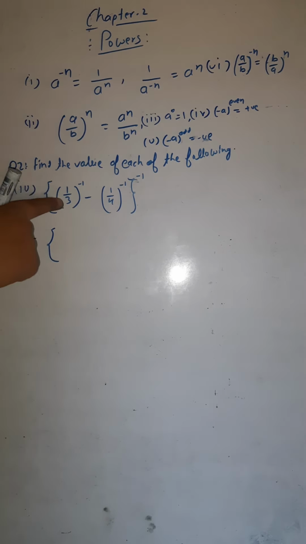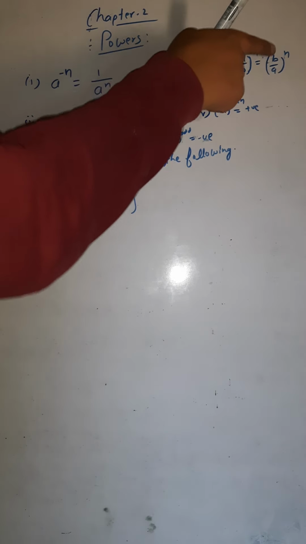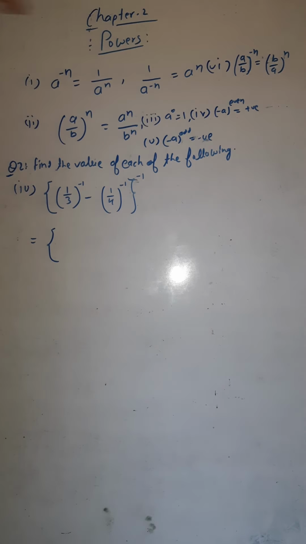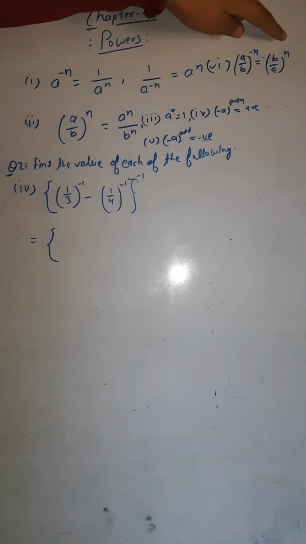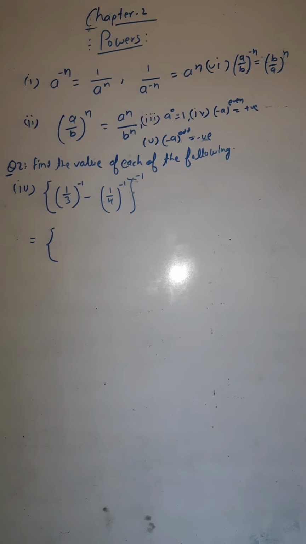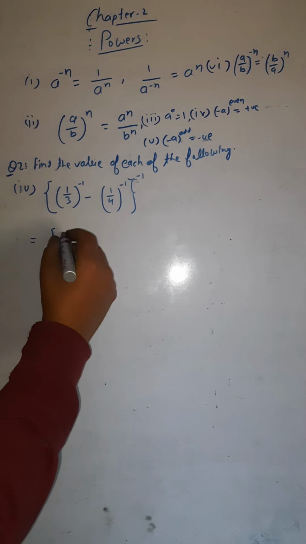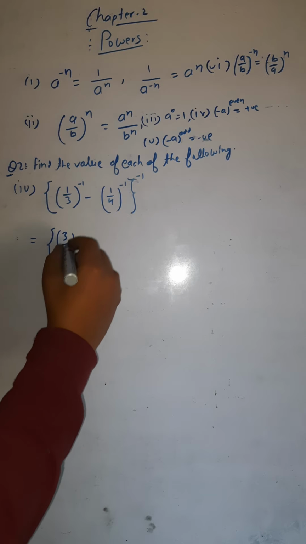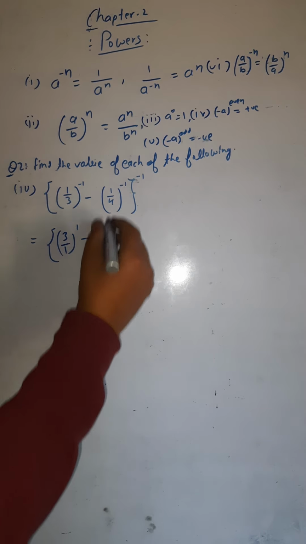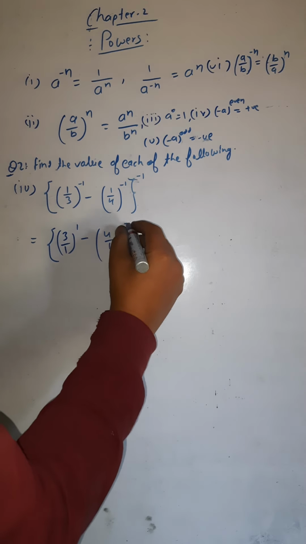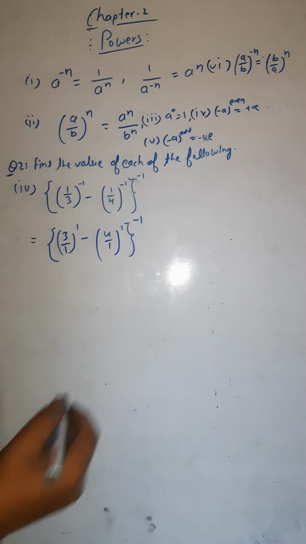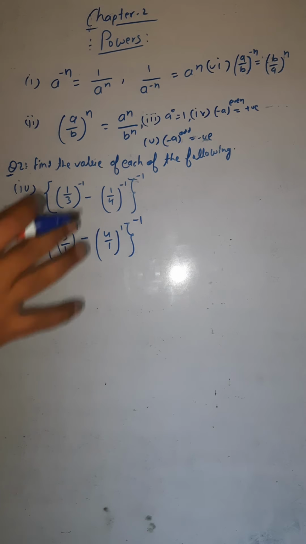First, if it is (1/3) raised to the power minus 1, I can write it as (3/1) raised to the power plus 1, because the power would become positive. So I can write it as (3/1) raised to the power 1 minus, similarly here also (4/1) raised to the power plus 1, then curly bracket close, whole raised to the power minus 1. Okay, now look here.